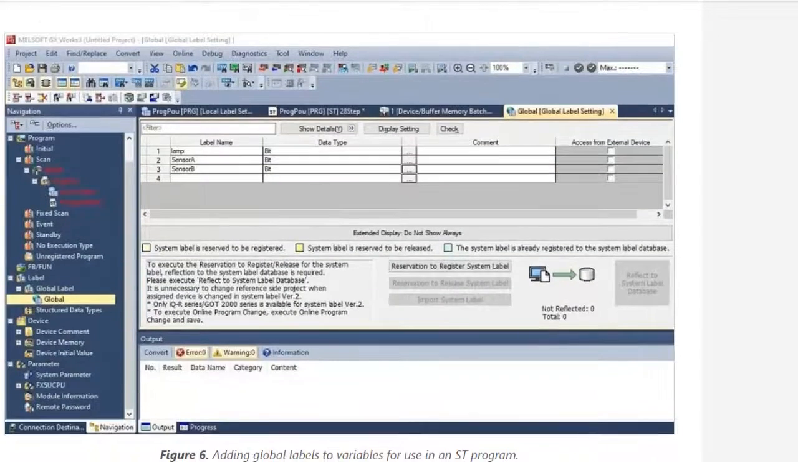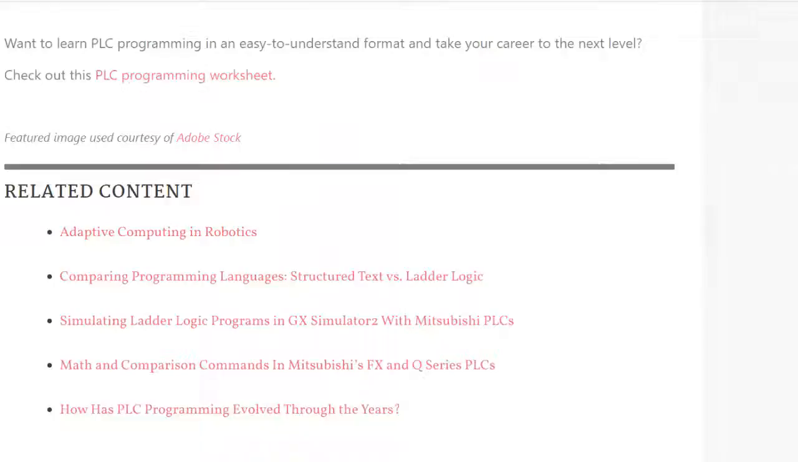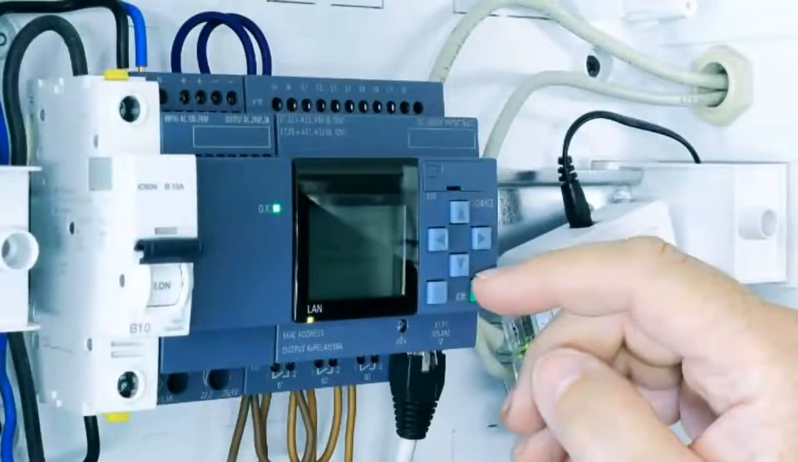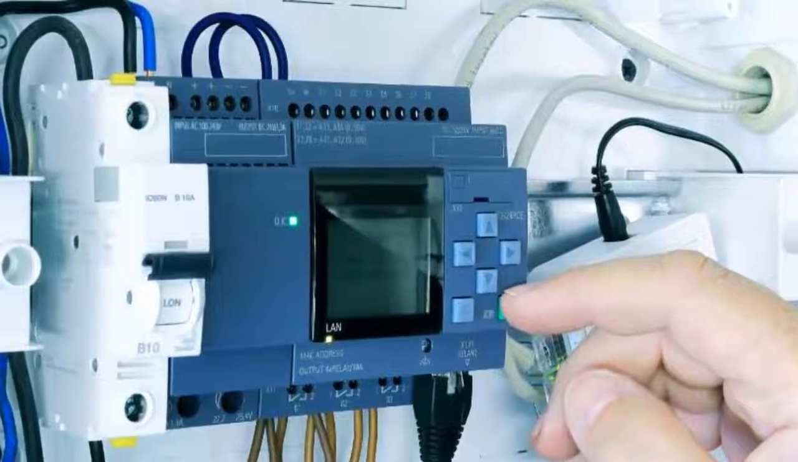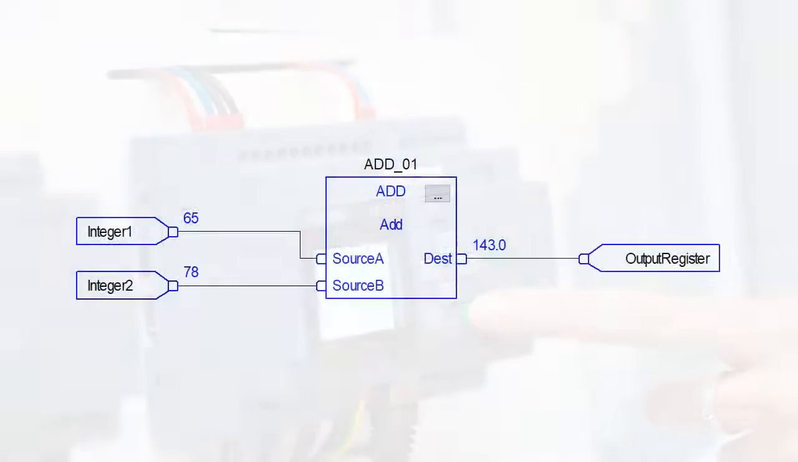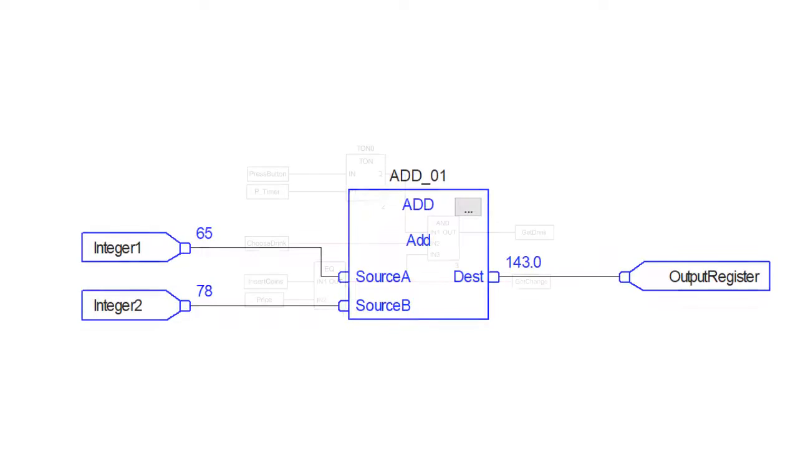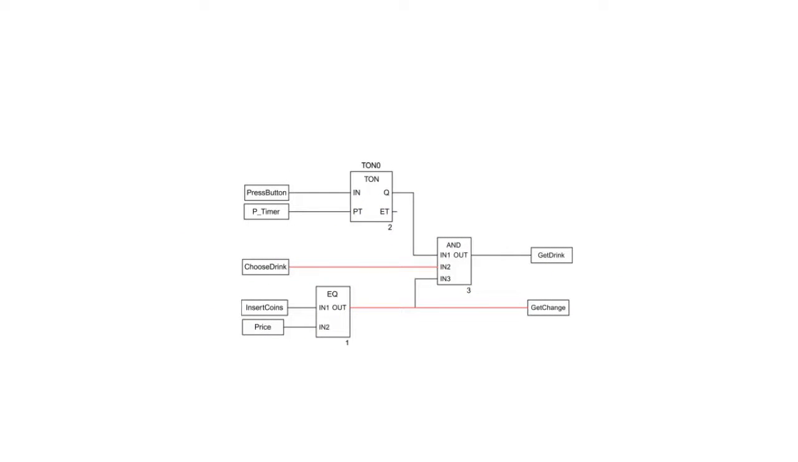Control structures. ST includes control structures like if-else, case, for, while, and repeat loops. These structures enable you to make decisions and repeat actions based on specific conditions. Functions and function blocks. Structured text allows you to define reusable functions and function blocks. Functions encapsulate a piece of code that can be called multiple times, while function blocks provide a modular way of organizing and reusing code.